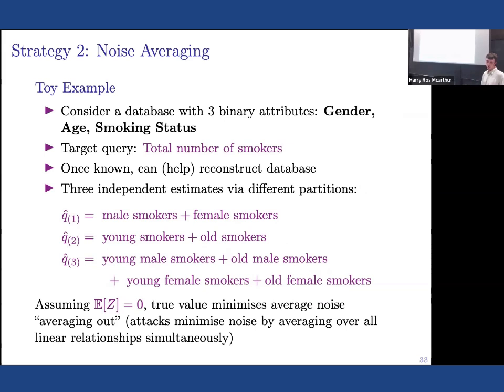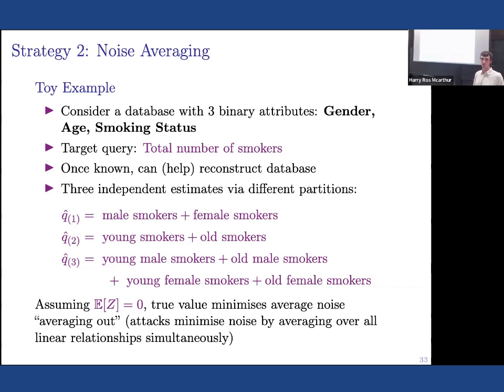Basically, if you're trying to figure out what the total number of smokers is, you could ask how many male smokers do I have, ask how many female smokers I have, and combine those two answers to get a noisy estimate of the total number of smokers. Another way that you could do this is you could ask how many young smokers do I have and how many old smokers do I have, combine those, and you get another noisy estimate. You keep doing this and you can apply some law of large numbers and get an idea of what the true value is, provided that the distribution of the noise has mean 0. This is a very simple example of how this noise averaging can occur.